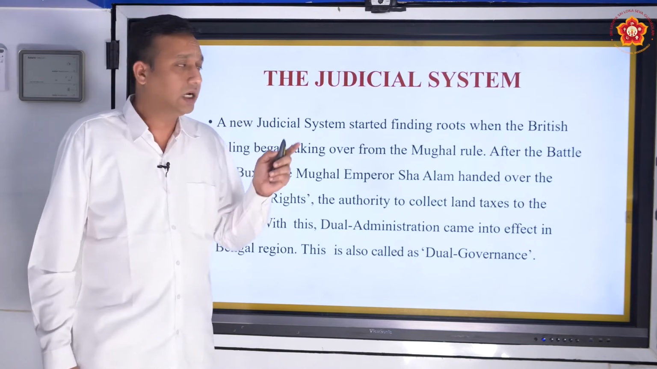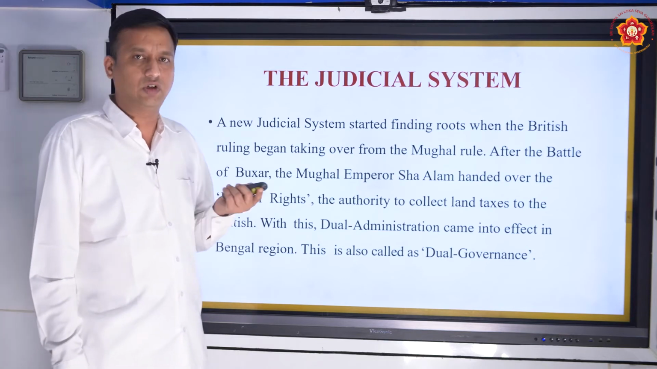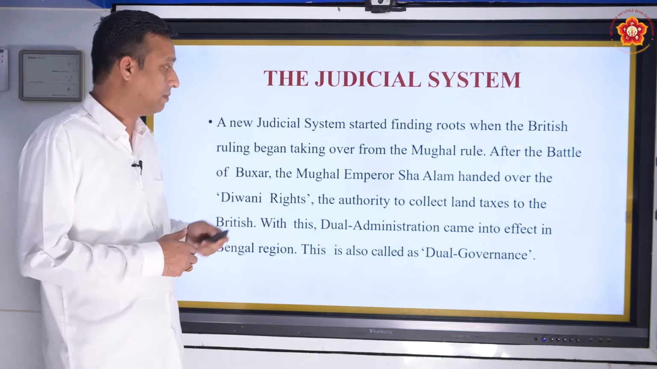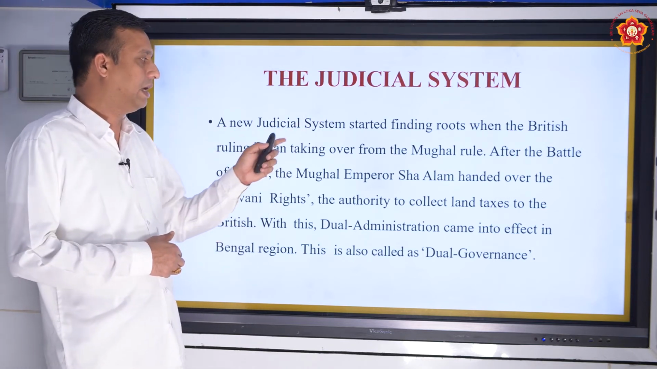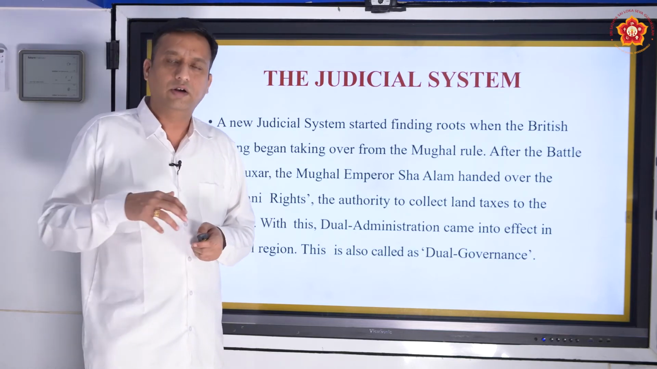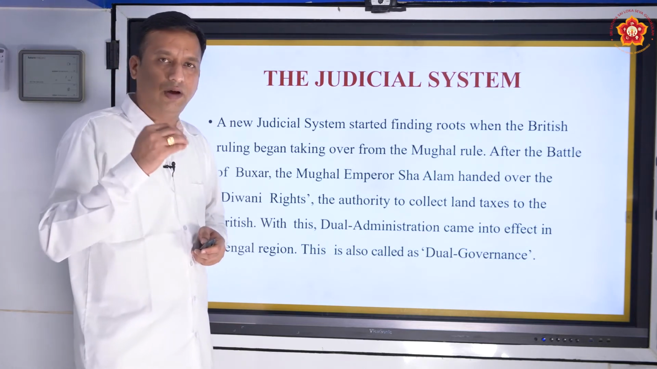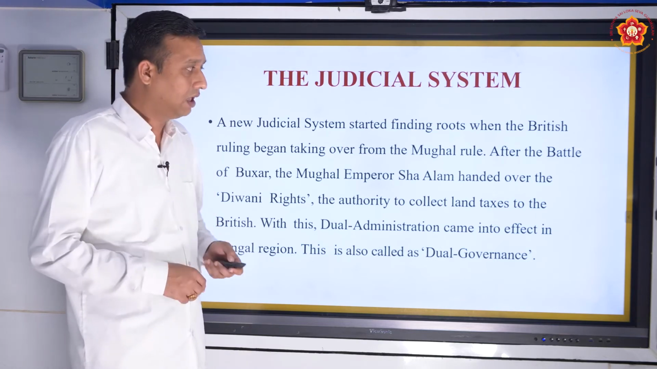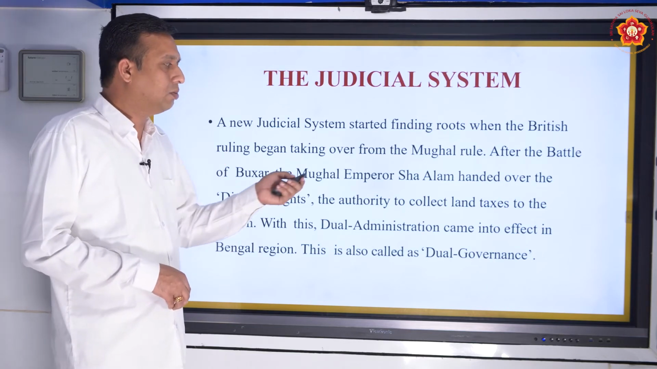So now the judicial system, coming to the courts. How was the judicial system, or suppose there was a problem in the village, who would decide in the earlier system? A new judicial system started finding roots when the British rule began taking over from the Mughal rule. Till that time, Mughals were dominating a major part of India, and they had their own judicial system, giving justice.